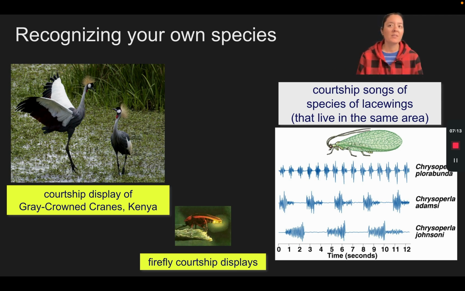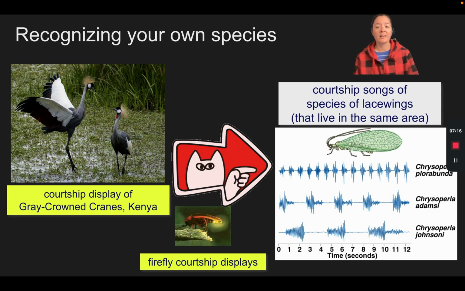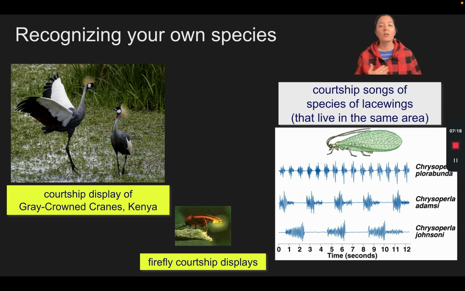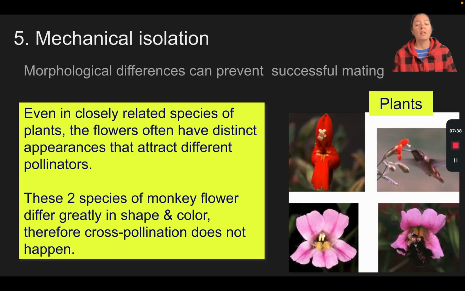The last example of sound here is an insect called a lacewing. And again, they look very similar to all other lacewings, but depending on the sound that they make, some are very high-pitched with frequent chirps, some are lower-pitched with less frequent chirps. So based on the sound that this insect is making, it's going to attract only the mates of its own species. Number 5 is mechanical isolation.